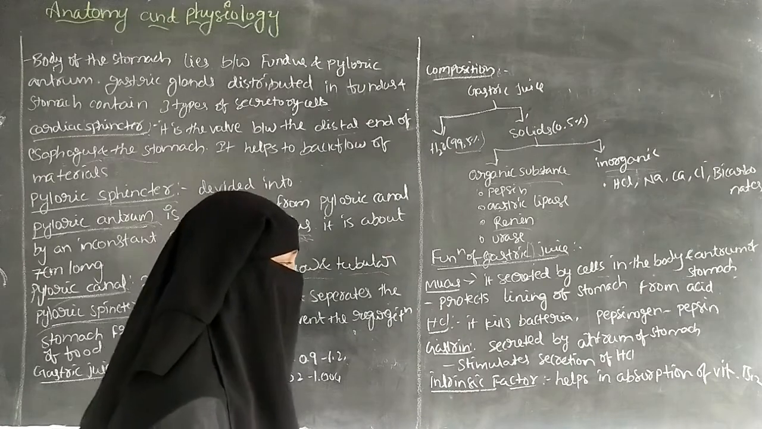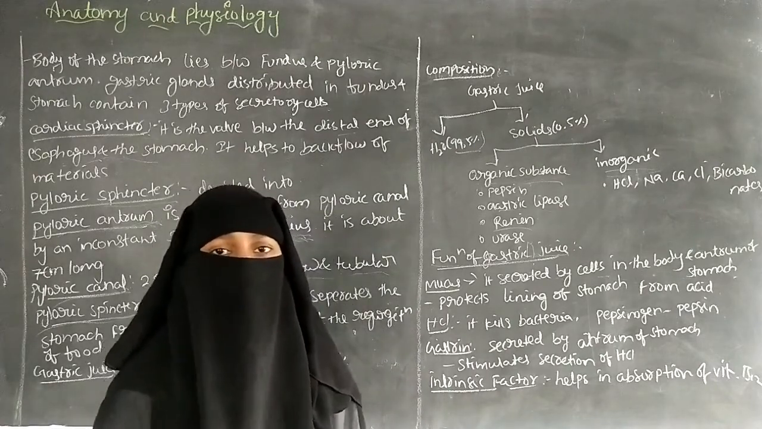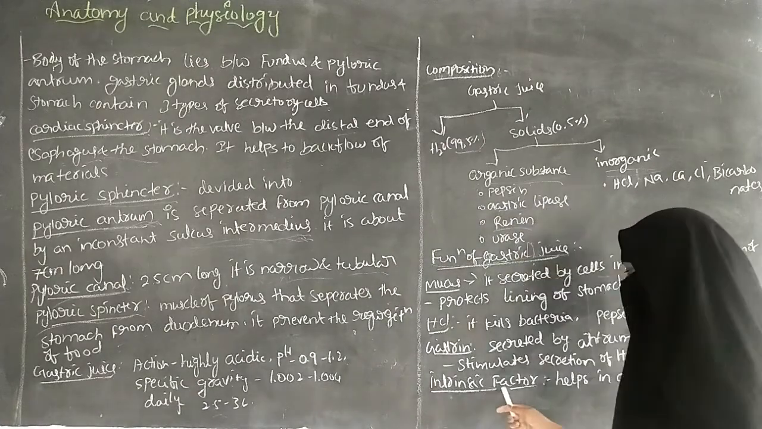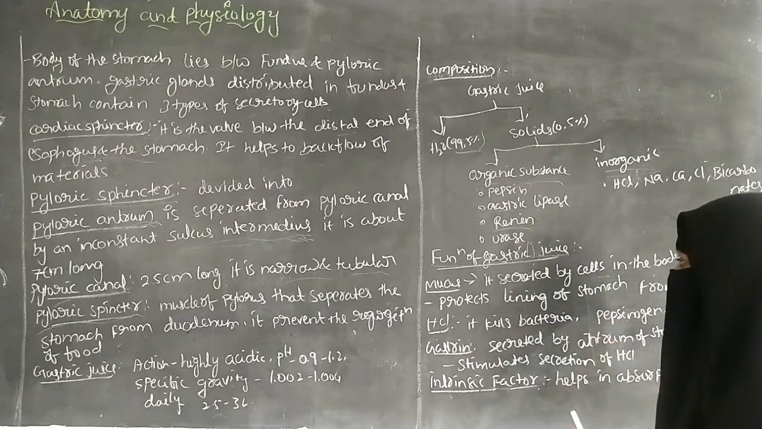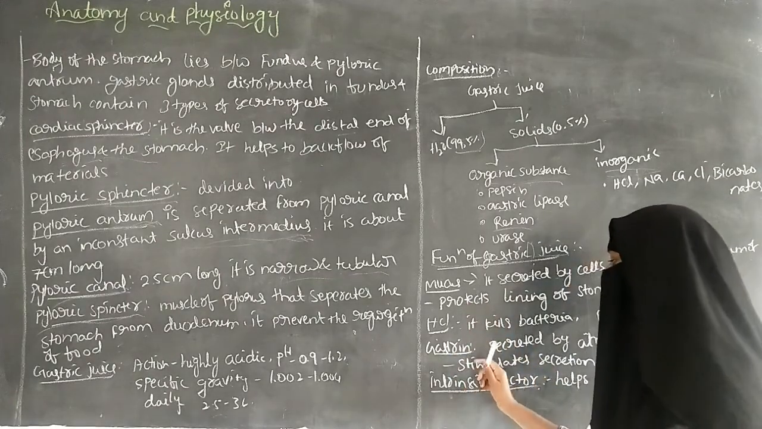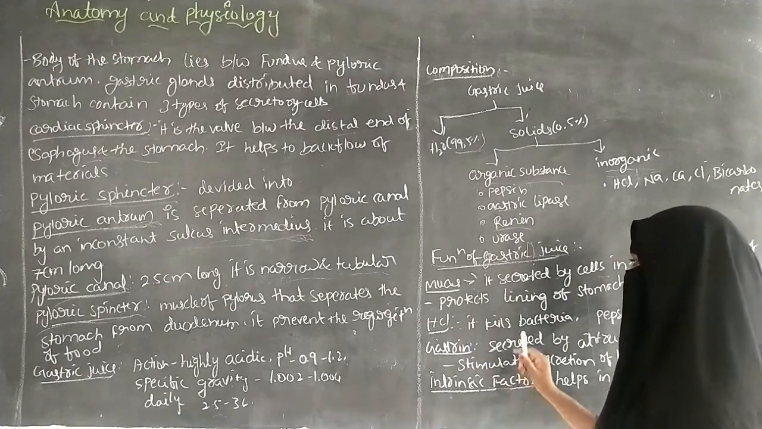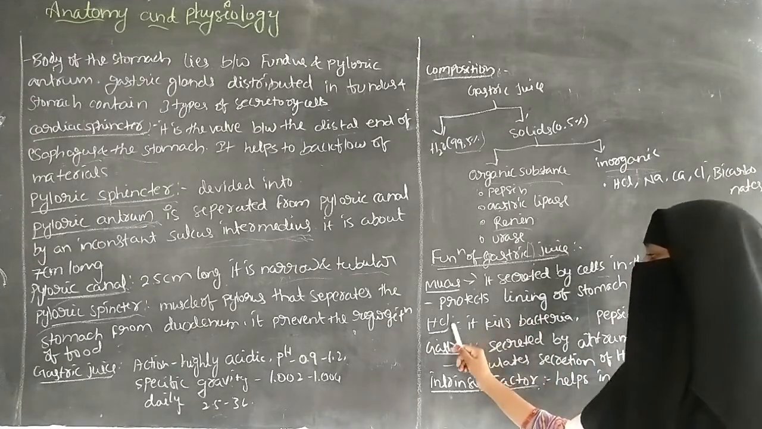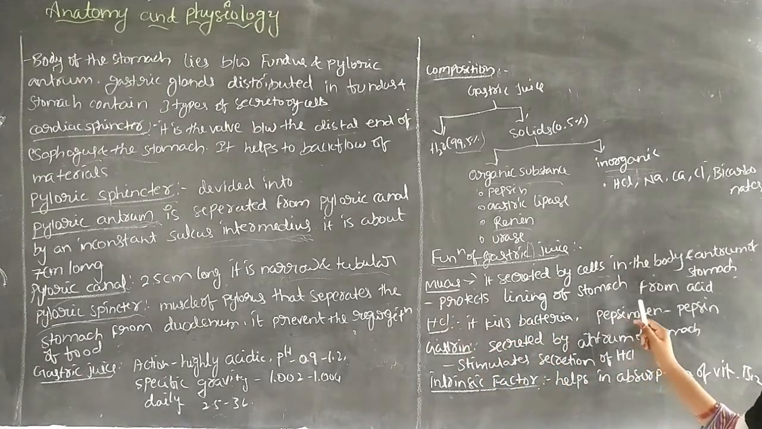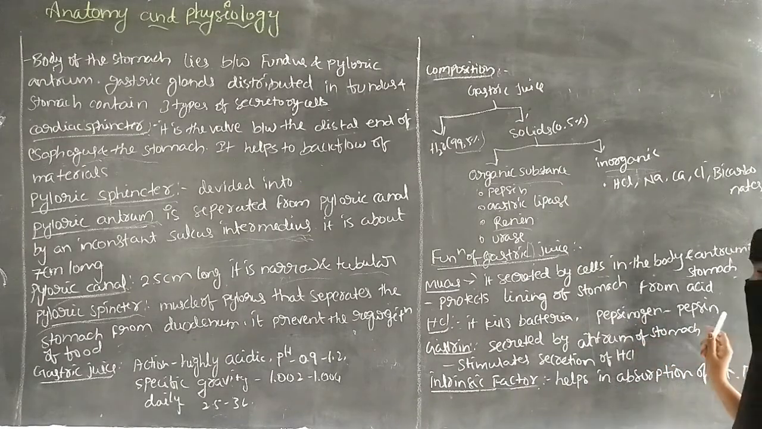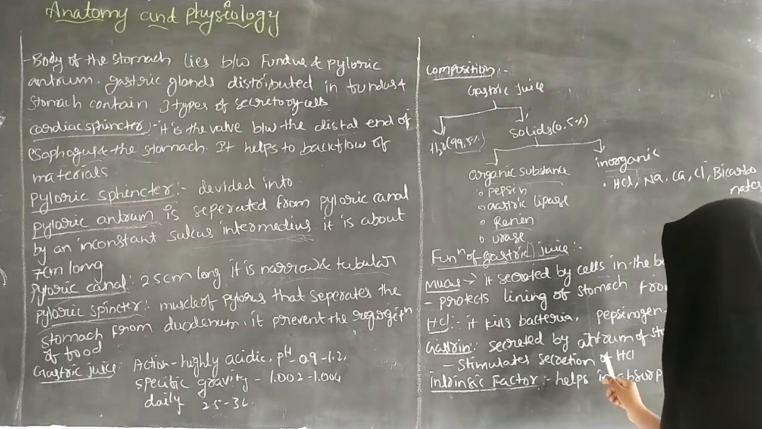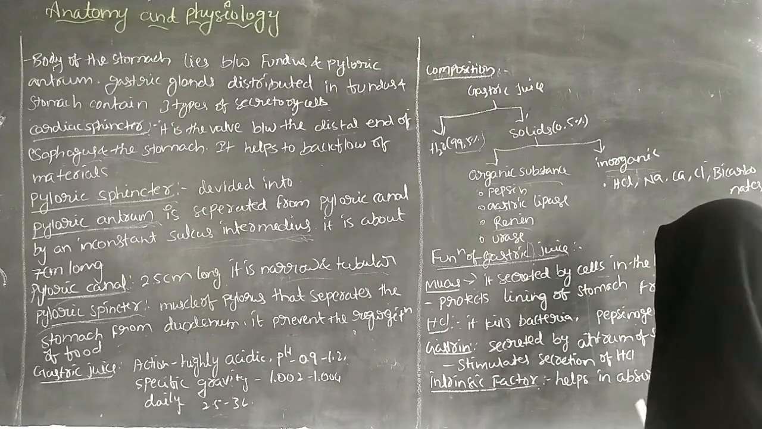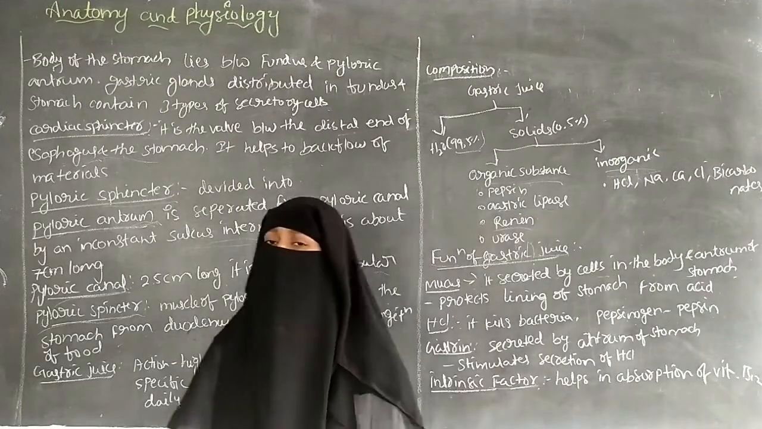The intrinsic factor helps in the absorption of vitamin B12. The body absorbs vitamin B12 by the intrinsic factor. So the functions of gastric juice include mucus, HCl, gastrin, and intrinsic factor. The mucus protects the lining of the stomach from the acid, HCl kills bacteria and transforms pepsinogen into pepsin, gastrin stimulates the secretion of HCl, and the intrinsic factor helps in the absorption of vitamin B12. So that completes the stomach.